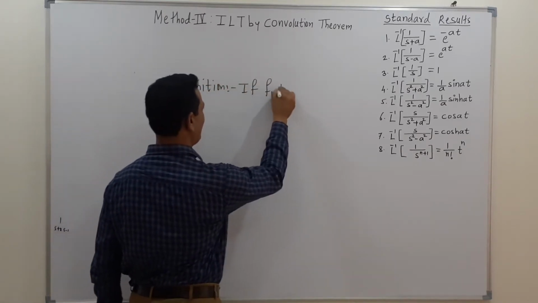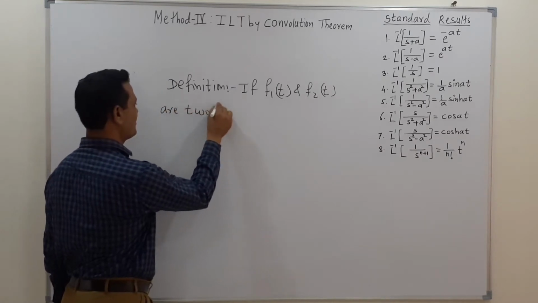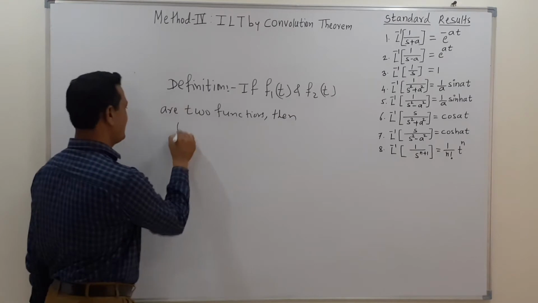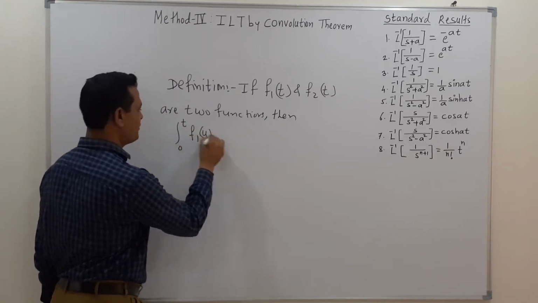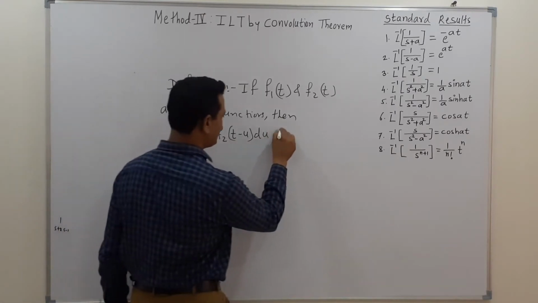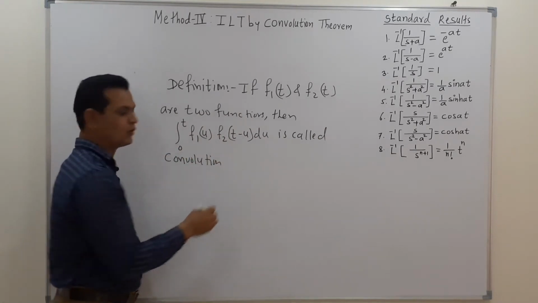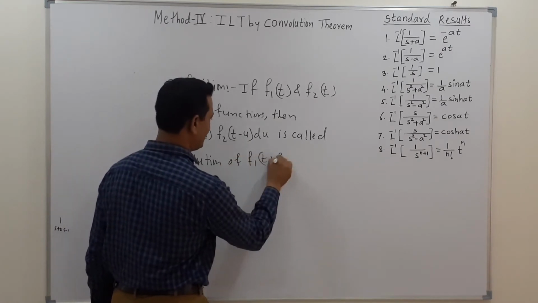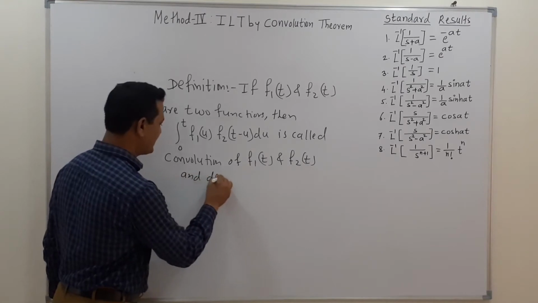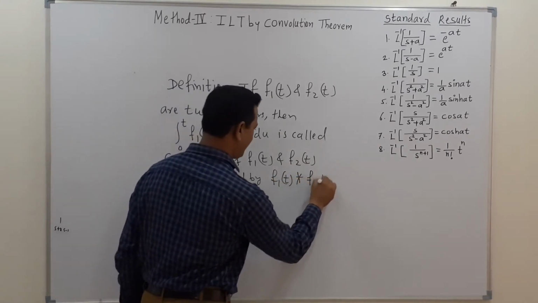If f1 of t and f2 of t are two functions, then the integration from 0 to t of f1 of u times f2 of t minus u du is called the convolution of f1 of t and f2 of t. We denote it by f1 of t star f2 of t.